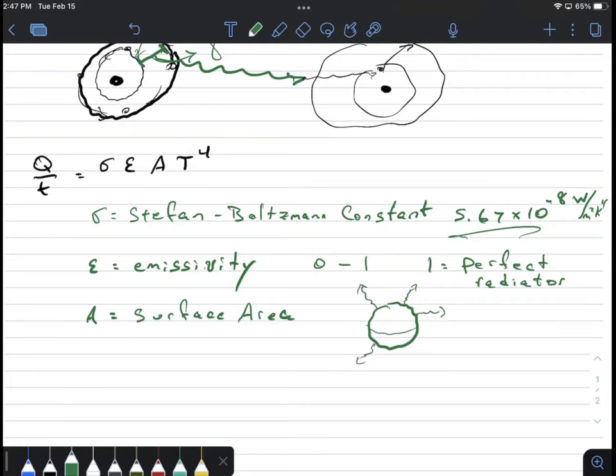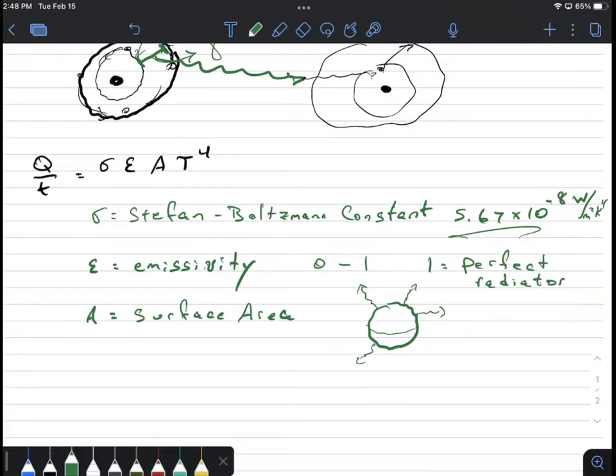And so what's important in this calculation is not the mass of the object or how big it is or its volume, but rather its surface area. How big of a surface do you have? The thickness doesn't matter. The surface is what matters. And so it's the surface area.